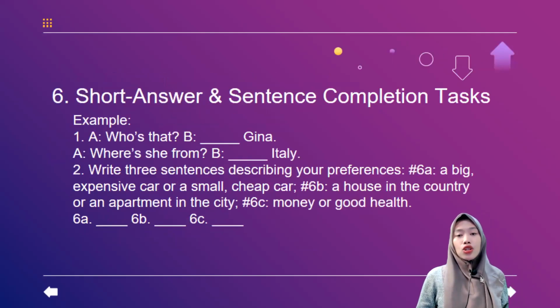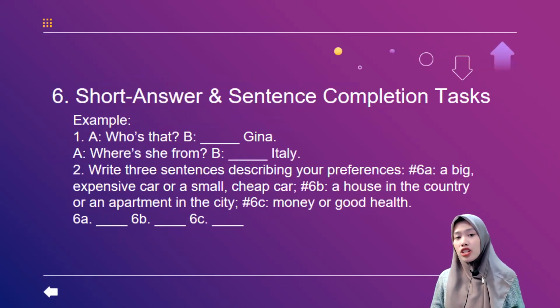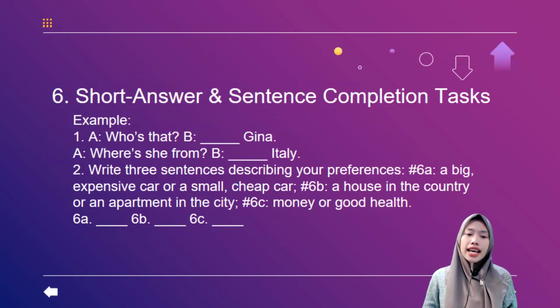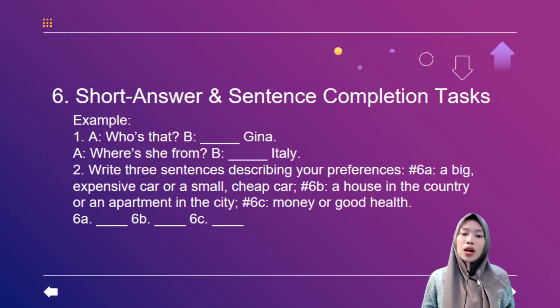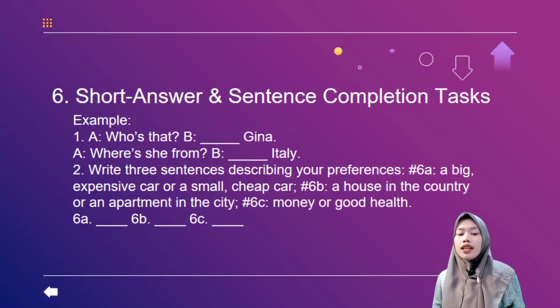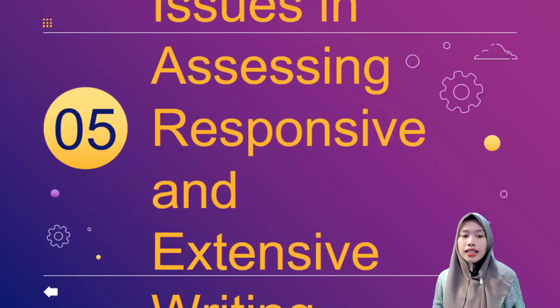Okay, the sixth is the short answer and sentence completion task. For example, what's that? And then China. Where's she from? Italy. So the test taker should complete the blank space here with the answer. And then next, the fifth is issues in assessing responsive and extensive writing.